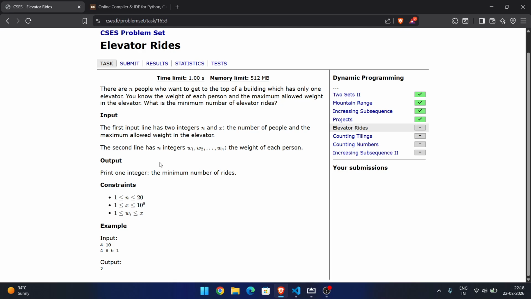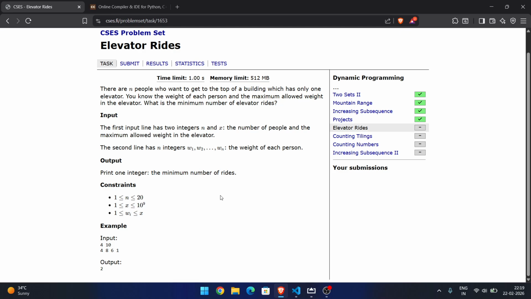Okay, so let's start with today's question. Elevator rides. There are n people who want to get to the top of a building which has only one elevator. You know the weight of each person and the maximum allowed weight in the elevator. What is the minimum number of elevator rides you would require? Okay, and look at the constraints here. The number of people is very small. It's less than 20. So let's see.